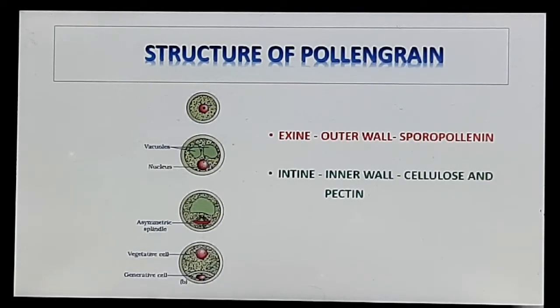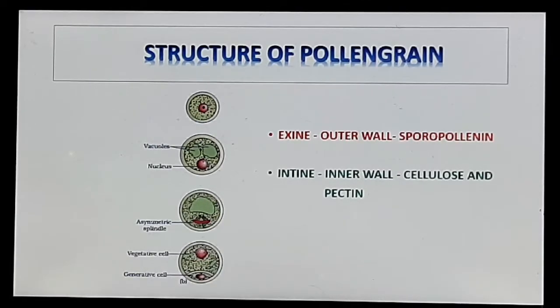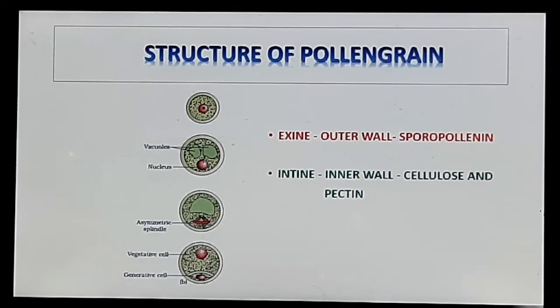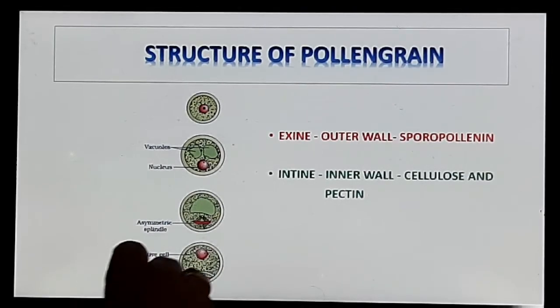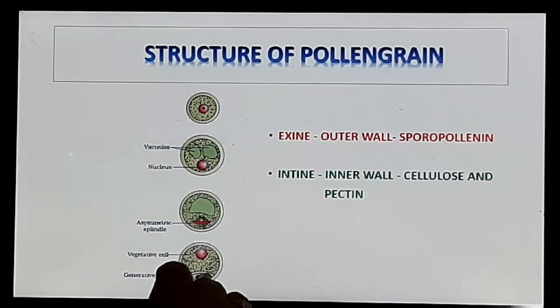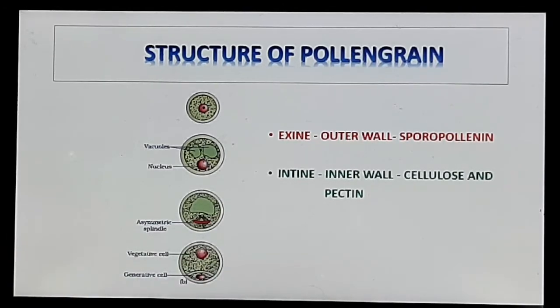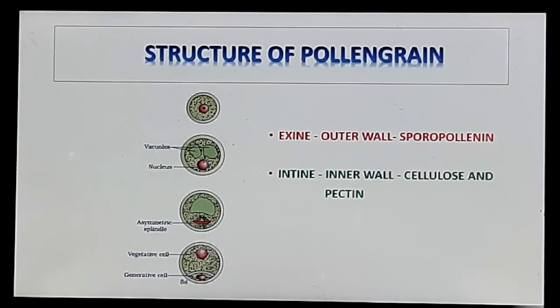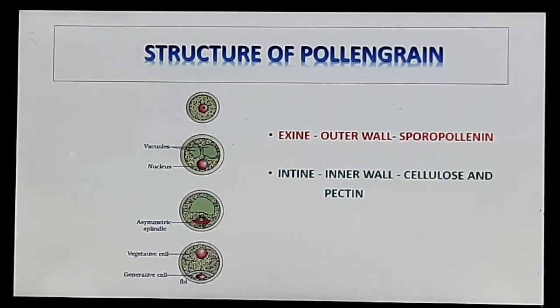In about 60% of angiosperms, pollen grains are released at this 2-celled stage. But in the remaining species, the generative cell divides mitotically and forms 2 male gametes before the pollen grains are shed. Okay students, we have learned the formation as well as the structure of pollen grains. Now we can study some important features of pollen grains.